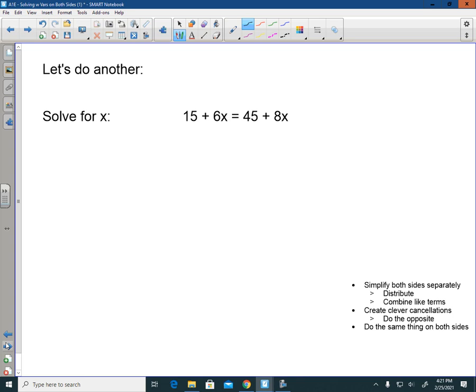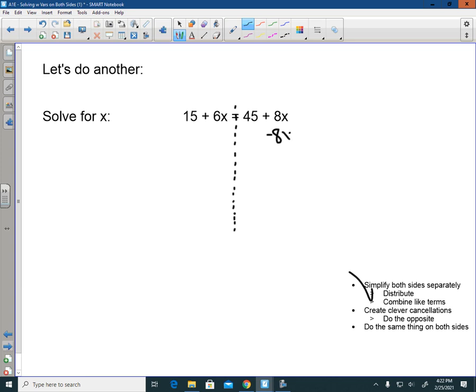So again, let's create our wall. And we're going to look at the left side, 15 plus 6x, nothing to do. You can't combine like terms. You can't distribute. On the right side, 45 plus 8x, no distribution, no combining like terms, and so the simplification step is done. Now we're going to create clever cancellations, and we want to start moving these variable terms around. I like to take the variable term off the right side first.